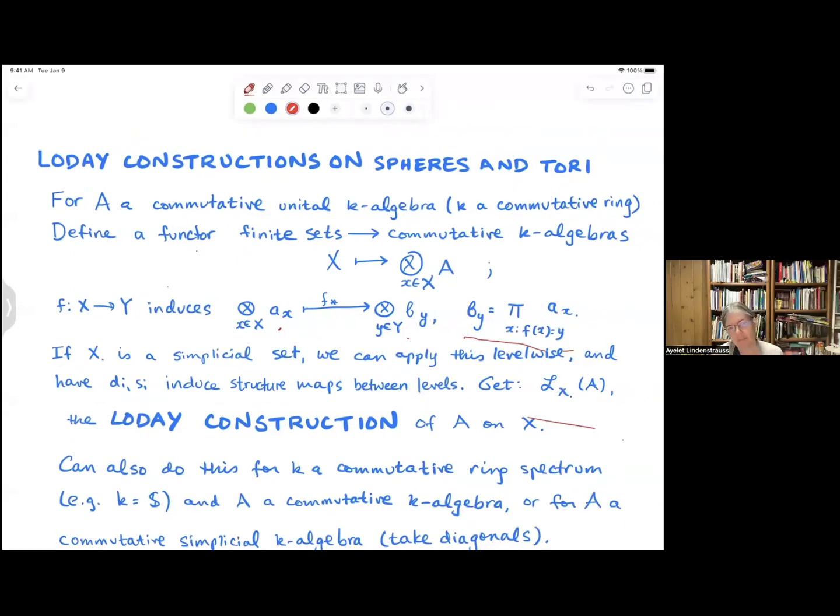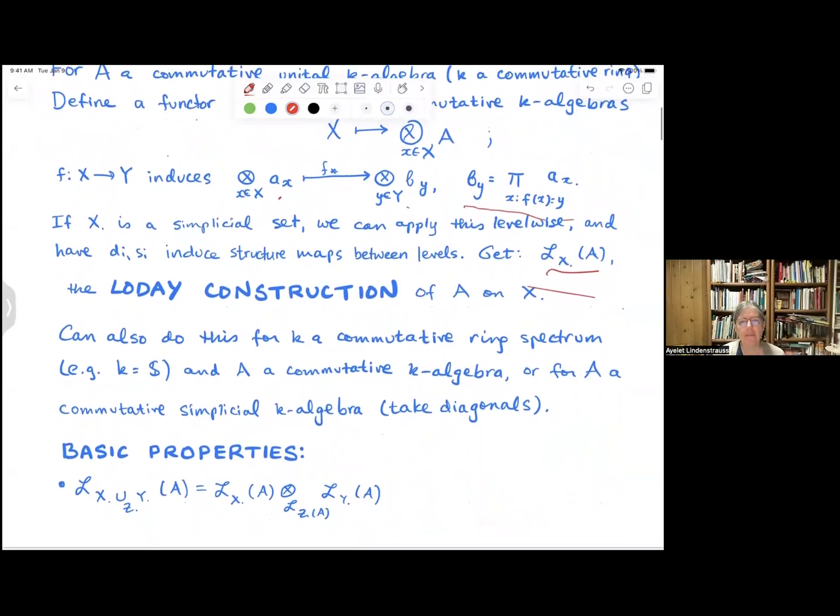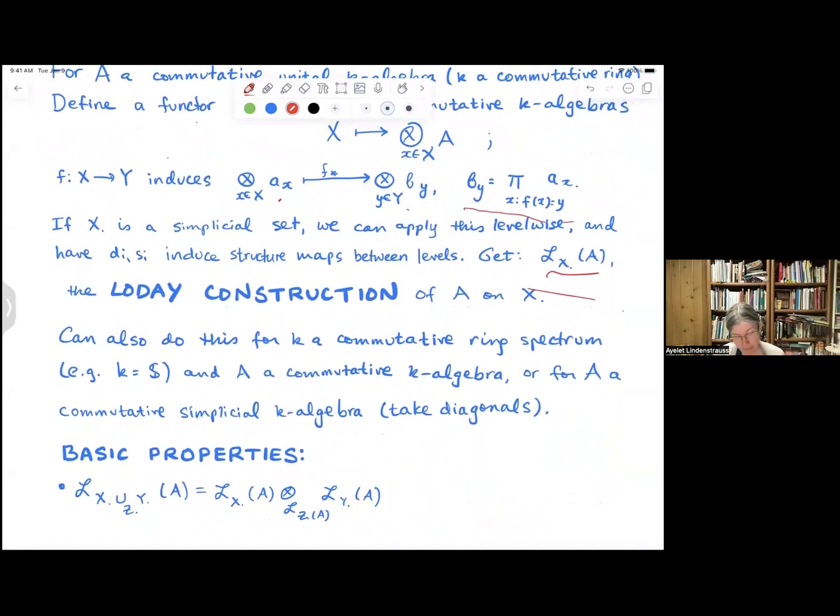So this is what I do for finite sets, and for simplicial sets, I can just apply it level-wise. Then I have the structure maps of the simplicial set, d_i and s_i, and they satisfy some simplicial relations. So they induce maps between the Loday constructions of the levels. And because the original d_i and s_i satisfy the simplicial relations, so do the induced d_i and s_i. So I get a simplicial set L of X. And that's the thing we call the Loday construction.